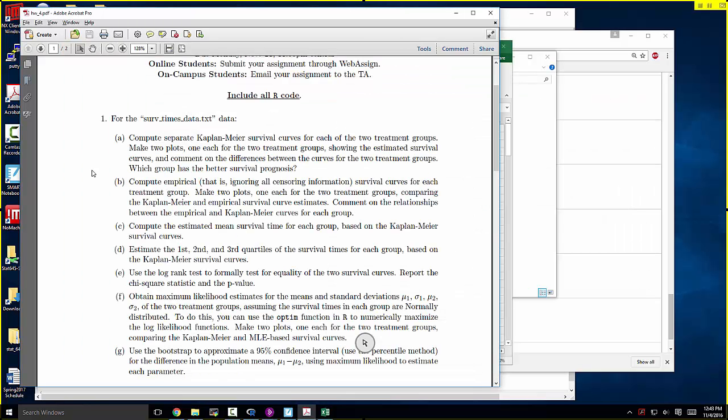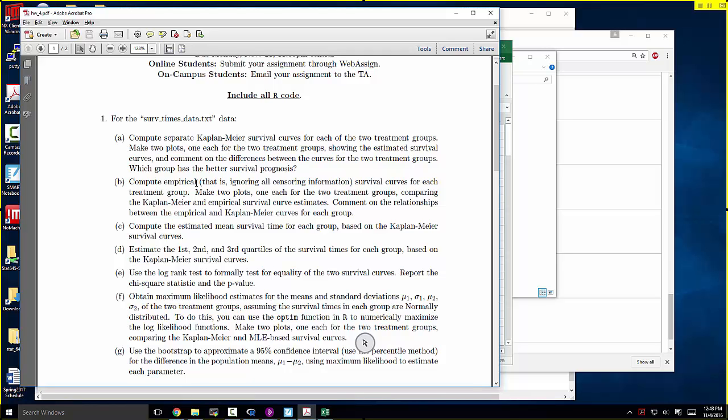Okay, so I want you to make separate Kaplan-Meier survival curve estimates and plot them for the 2 comparison groups. Comment on who looks like they're in better shape. Of these 2 groups, who has the better survival prognosis overall? You would answer that by looking at whose survival curve is higher or tends to be higher across the range of event times.